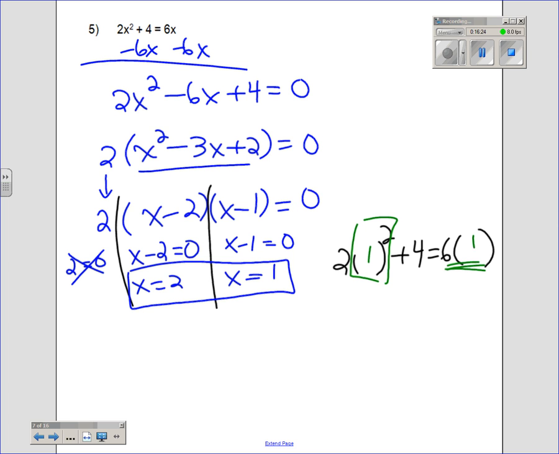If I were to plug the 1 in instead, if a 1 goes here and a 1 goes here, well, 1 squared is 1. 1 times 2 is 2. And 2 plus 4 is, in fact, whatever 6 times 1 is.